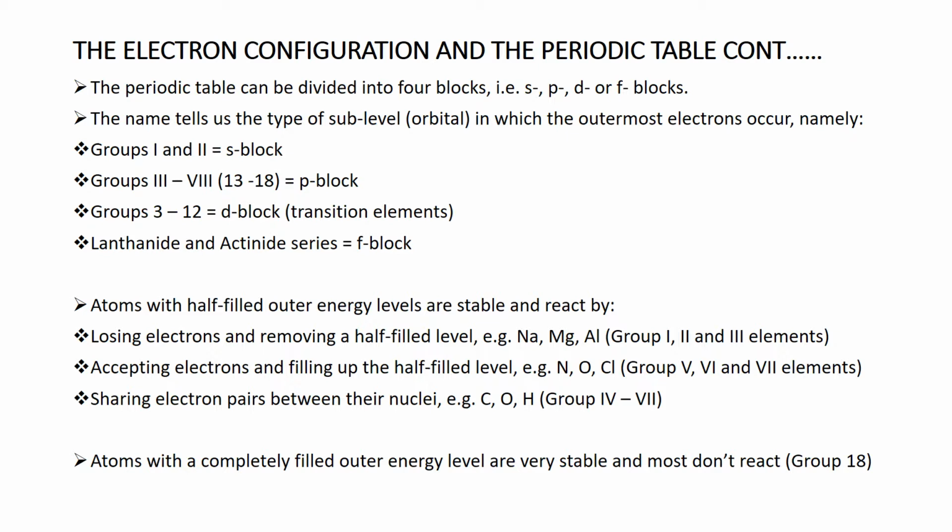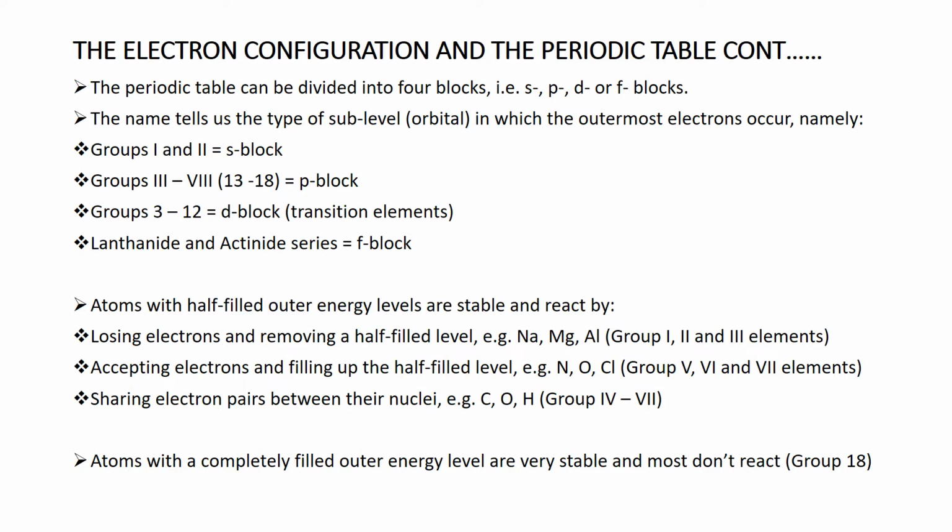Take sodium, for example. Sodium is in group 1. Sodium finds it much easier to lose the 1 electron in the s orbital than to gain all 7 electrons to fill the outermost energy level. So it prefers to lose the 1 electron.